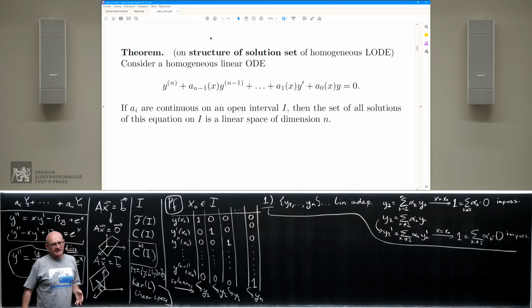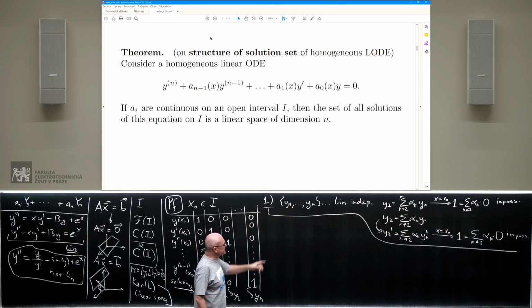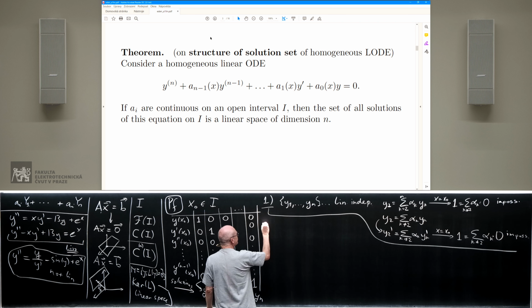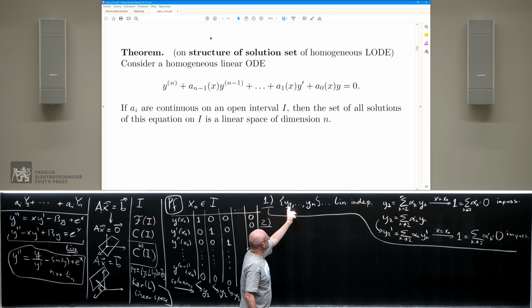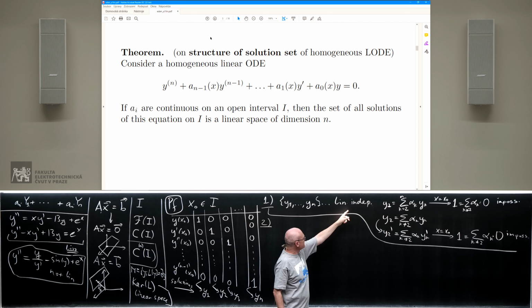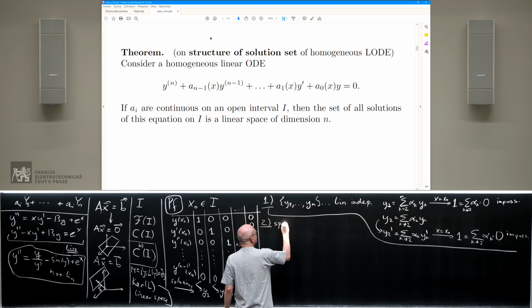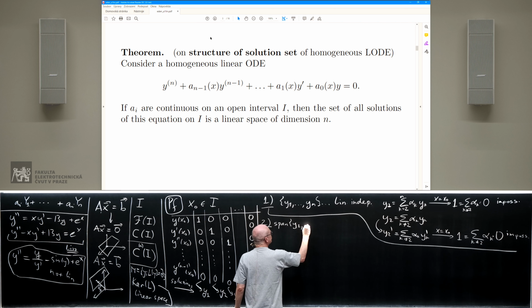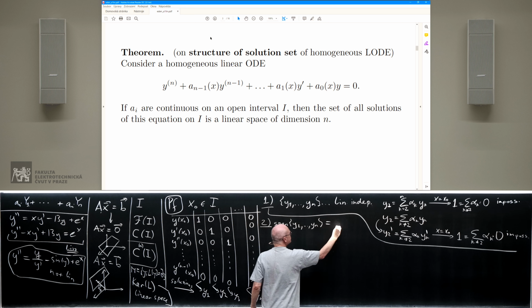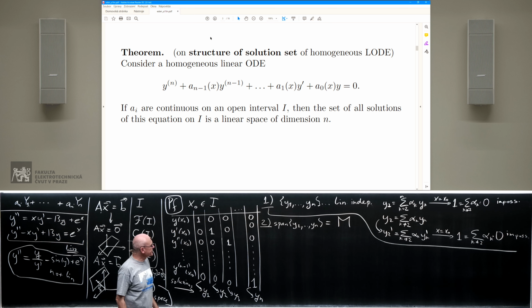So now we have linear independence. What does it mean? It means that the dimension of my space of solutions is at least n, or perhaps more. So for my second part, I have to show that this is actually a basis. How do you get a basis? You need linear independence, and you need to show that this set actually generates all solutions. So I want to show that the span of the vectors y1 through yn gives me the whole space M of all solutions. How do I do it?